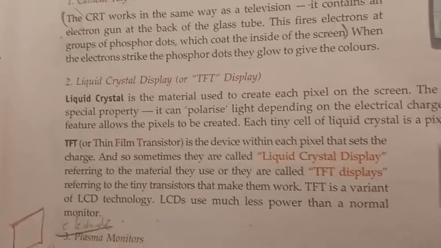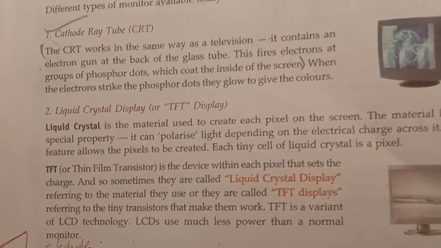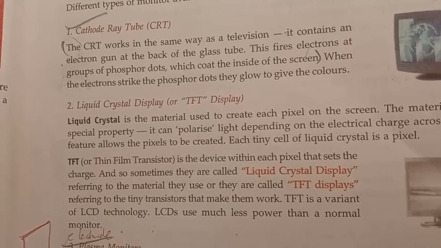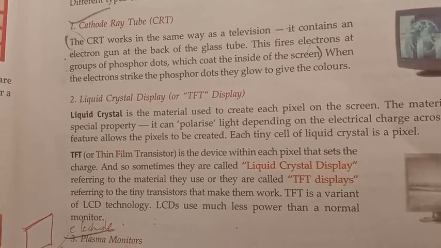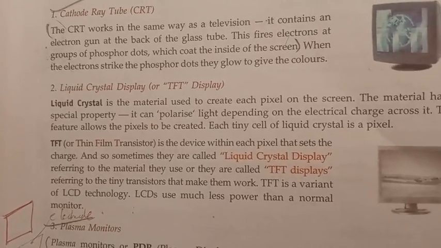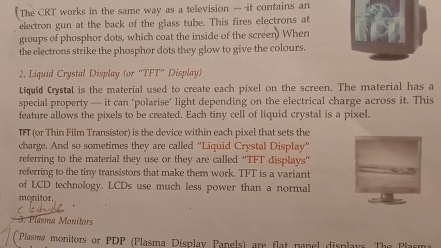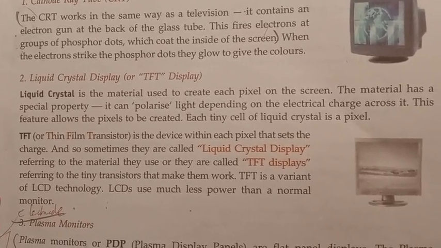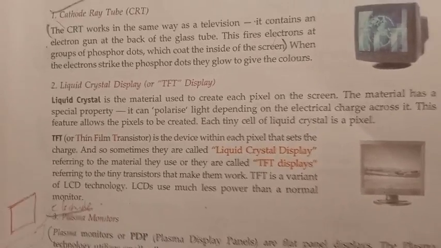The next one is called LCD. LCD means liquid crystal display. Sometimes it is called a TFT. TFT full form means thin film transistor. LCD uses the concept called polarization of light. Liquid crystal is a material used to create each pixel on the screen.